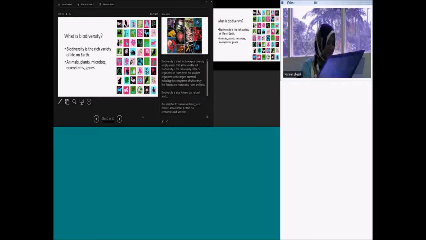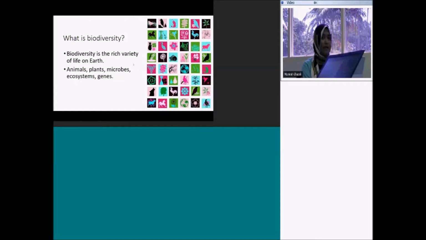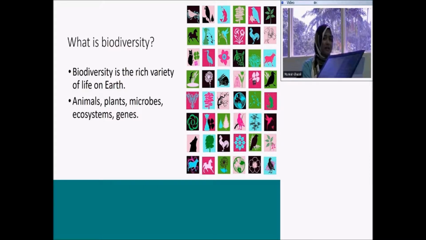So what is biodiversity? Biodiversity is short for the term biological diversity, which simply means that all life is different. Biodiversity is the rich variety of life of organisms on Earth, from the smallest organisms to the largest one, including the ecosystems where they live. So it's not just about the animals, but the environment which they live in, the environment that they interact with. For example, forests, mountains, rivers, and seas. So in other words, biodiversity is also nature, or our natural world, and all the species across the face of the earth. These make up biodiversity.